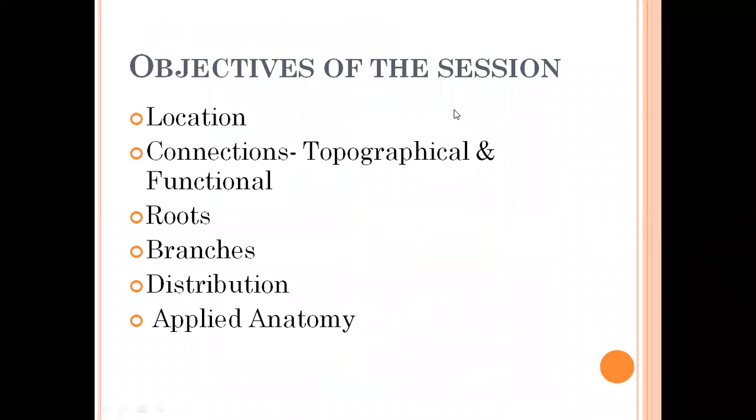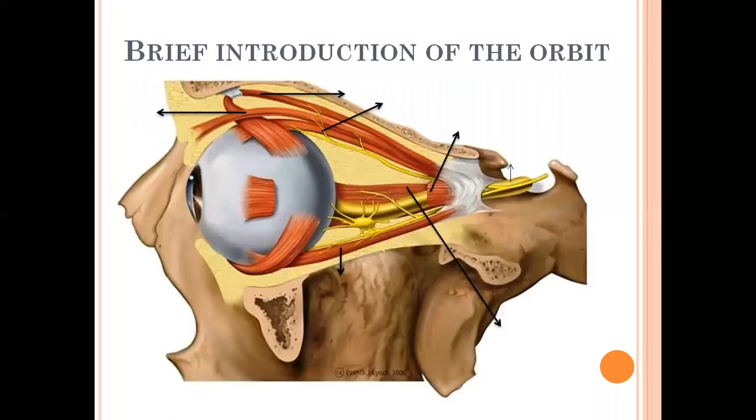So these are the objectives of this session. These headings are common to all the 4 peripheral parasympathetic ganglia. I'm going to take only the peripheral parasympathetic ganglia in the head and neck. First we'll see the ciliary ganglion. We are going to see location, connections structurally and functionally, roots, branches, distribution, and applied anatomy. This is common to all 4 ganglia. So first we'll see about the ciliary ganglion.